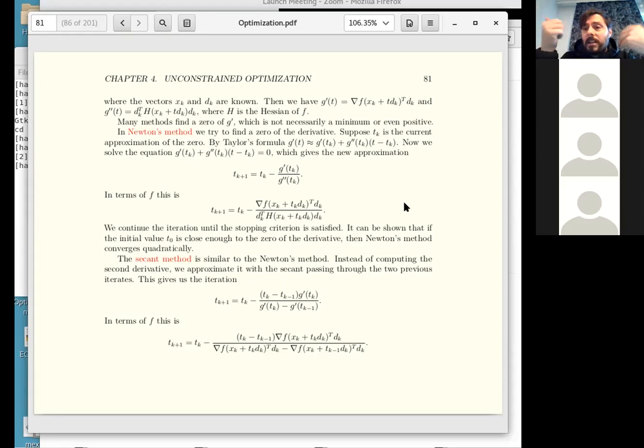So the Hessian is out of the question. We can't really calculate the Hessian. We can maybe calculate the gradient, but not the Hessian really, because it's quadratic in terms of how many variables you have.